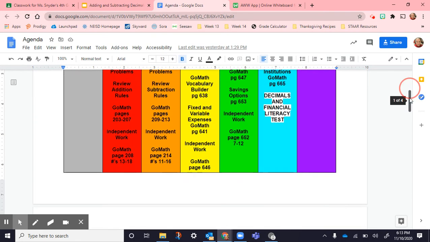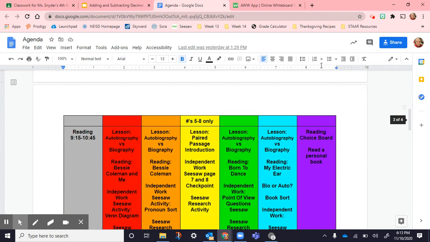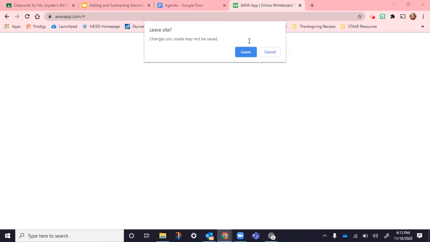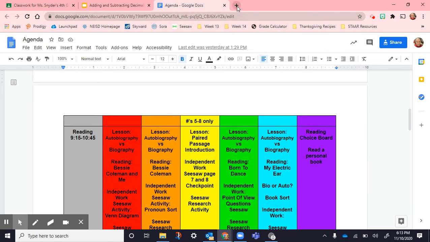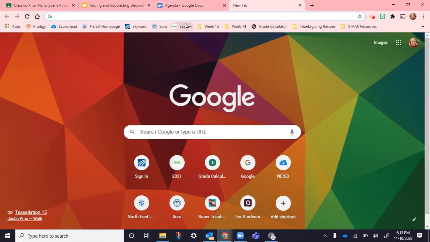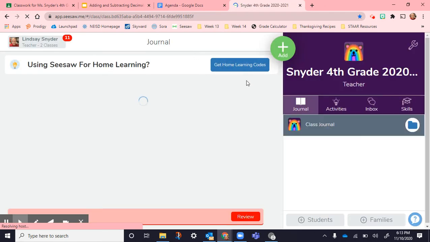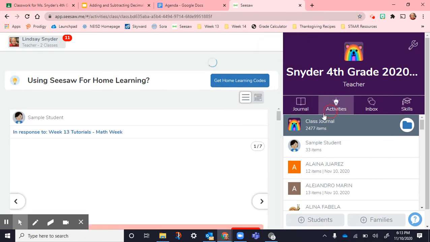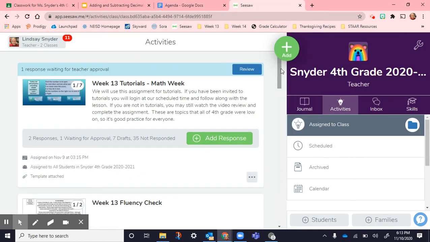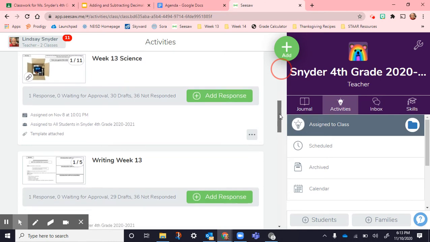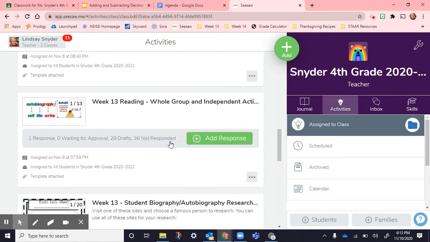Coming up next is reading. So in reading, we continued our lesson on autobiography and biography. And that is in Seesaw. So in activities, going down to reading, week 13.